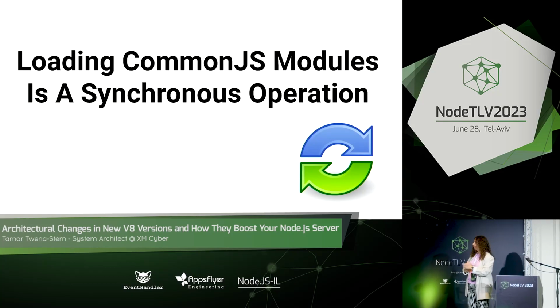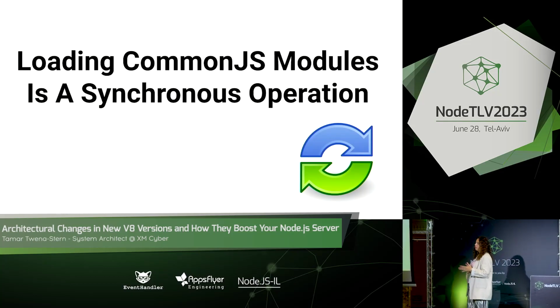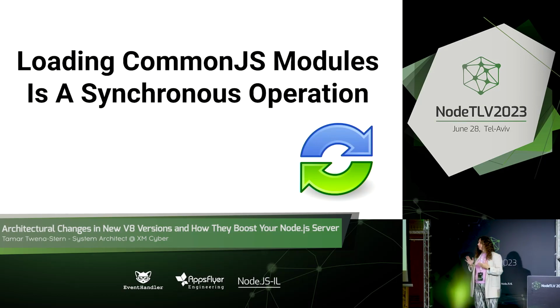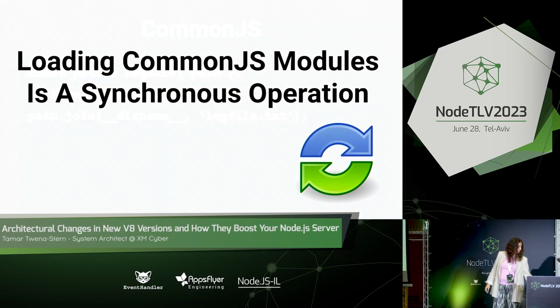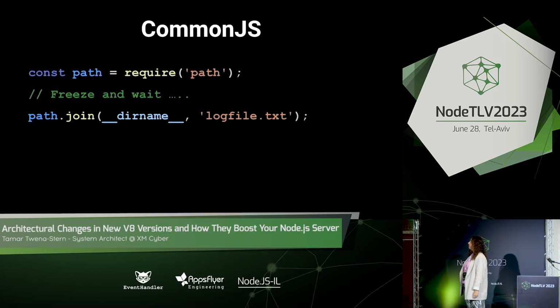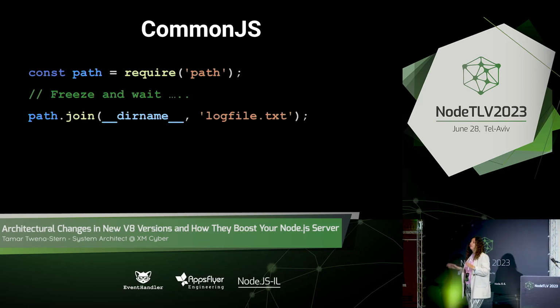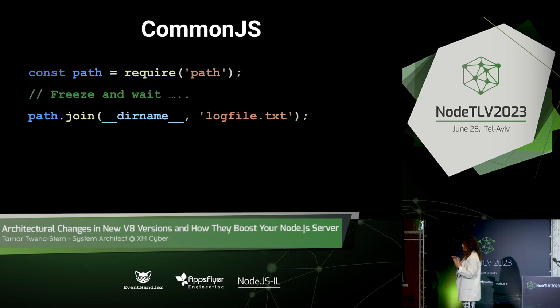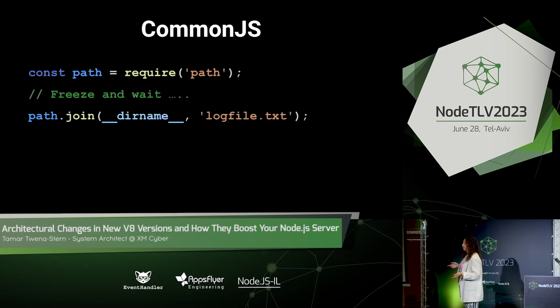First of all, loading a CommonJS module is what's called dynamic loading, and that is a synchronous operation. I hope that everybody here knows that when you're doing a synchronous operation, your event loop is blocked, and your server freezes. So when you're executing require, your server freezes and waits. You get spikes on runtime, and it harms your performance.